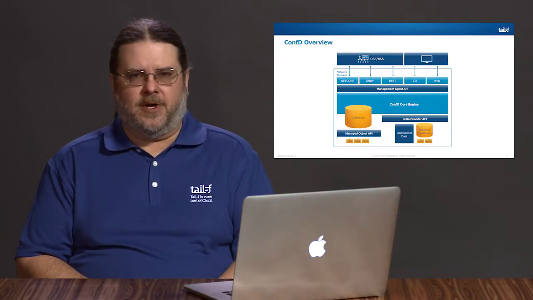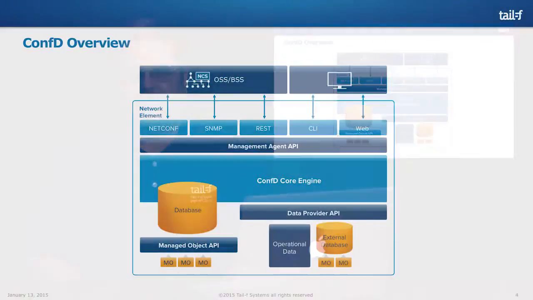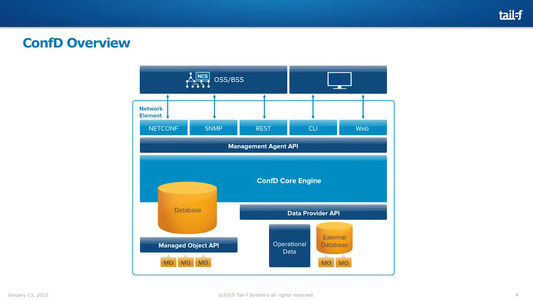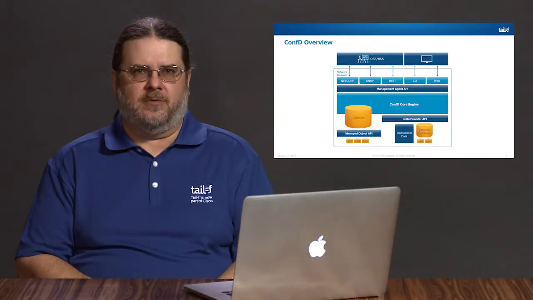ConfD also provides a pre-integrated database, which we call CDB, which allows you to store configuration data, optionally operational data. Your applications will interface to that through the Managed Object API. Also, you can instrument through the Data Provider API and make use of an external database in addition to or instead of the CDB database, which is included with ConfD.